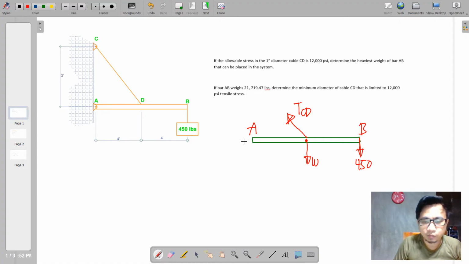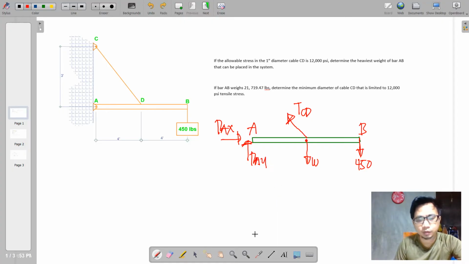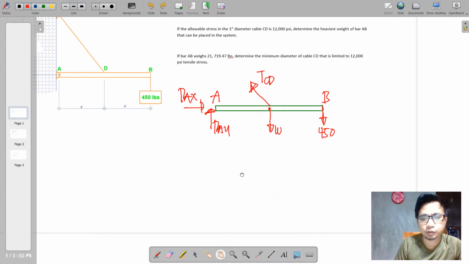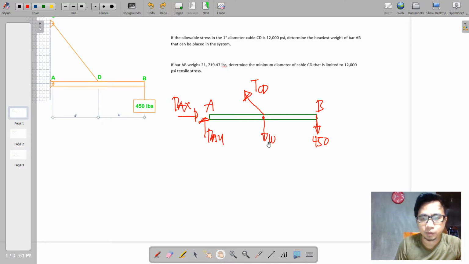And at A, we have a pin connection. So a pin connection will have a vertical reaction, say RAY, and RAX. So in this case, we'll just be concerned with W.